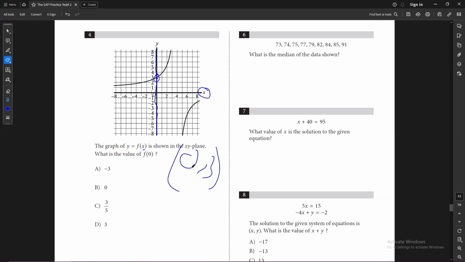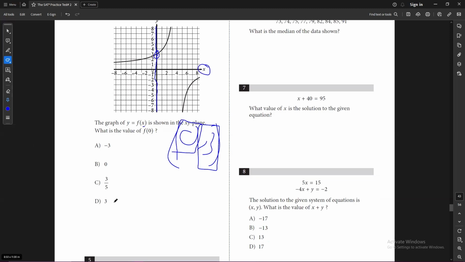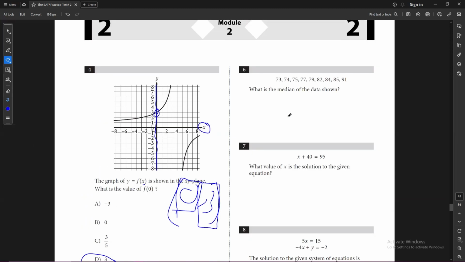Make sure that y-intercepts always have 0 as the x value. Your x value has to be 0, and you're going to have a y value. You might not even have a y-intercept in a function. There are some functions which don't have a y-intercept, but if you do, the x value is definitely going to be 0. So your answer choice is going to be D.